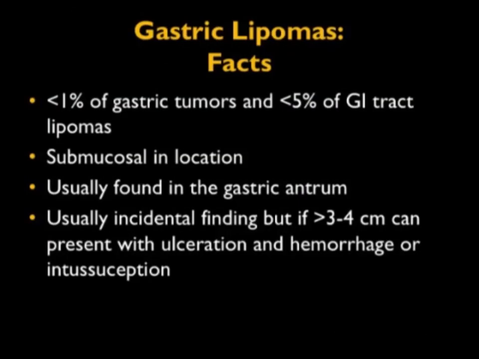We also see gastric lipomas. Lipomas can be anywhere in the GI tract. It makes up less than 1% of gastric tumors, typically submucosa, more common in the antrum. Occasionally, they can bleed or intussuscept, but most commonly are incidental findings.